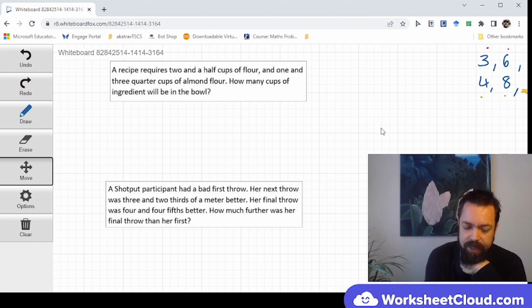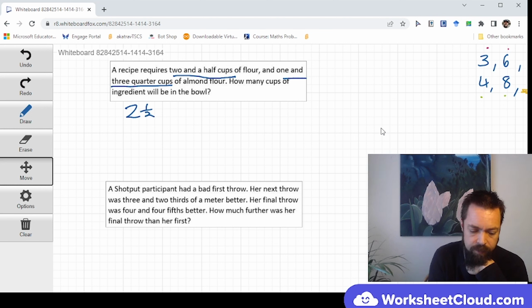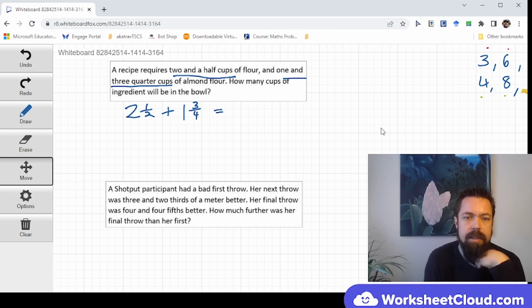A recipe requires 2.5 cups of flour and 1 3/4 cups of almond flour. I don't know what recipe this would be, but let's go with it. How many cups of ingredients will be in the bowl, assuming that that's just the 2 that are in the bowl? Okay, so our number sentence would be 2.5 plus 1 3/4. There's our number sentence.